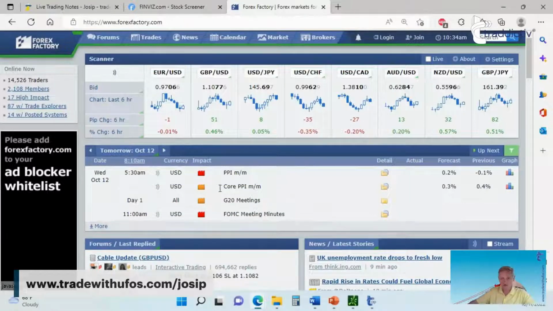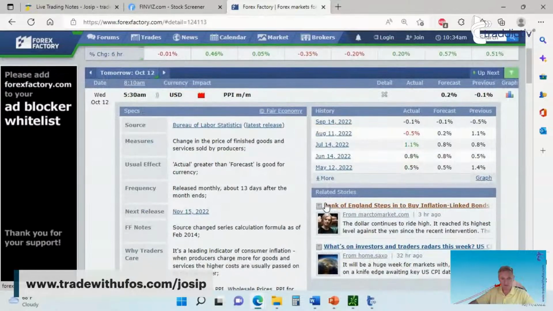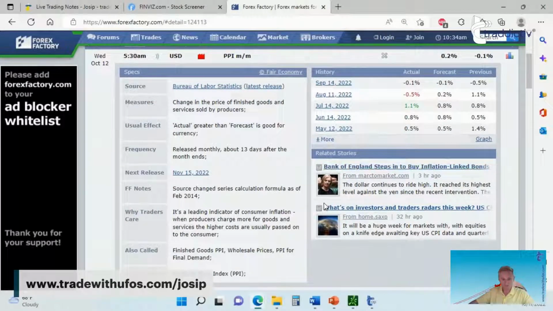And in case you're not completely sure what this producer price index is, you can click here on the details. In one particular area that I like to point out to you from all of these things that I really think you should care about.